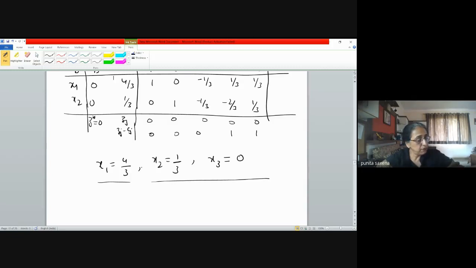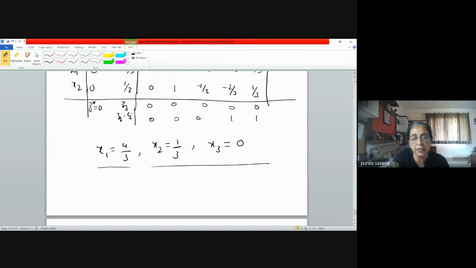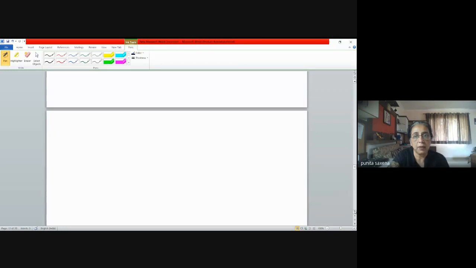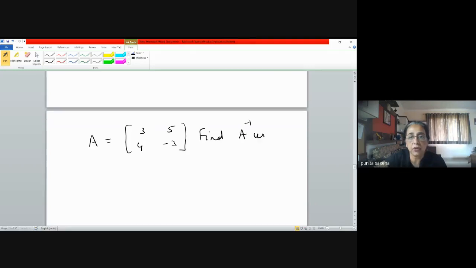Similarly, if I had to find the inverse of a matrix, for example, I'll take a smaller one so that you can see the comparisons quickly. Supposing I'm given a matrix A as, let's take it as 3, 5, 4, minus 3. And my problem is to find A inverse using the simplex method.